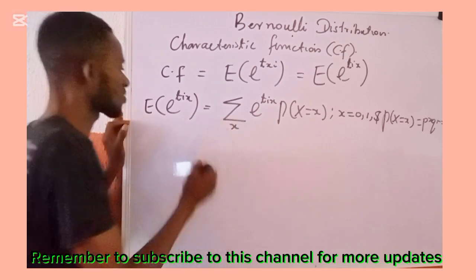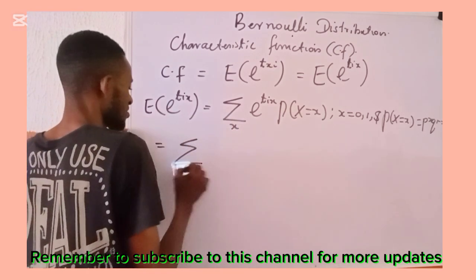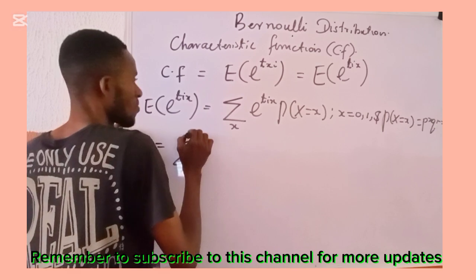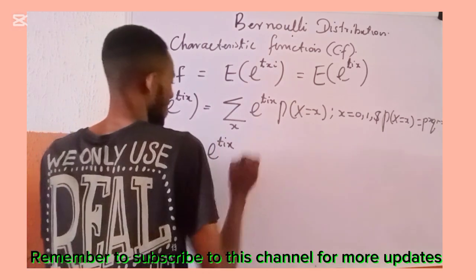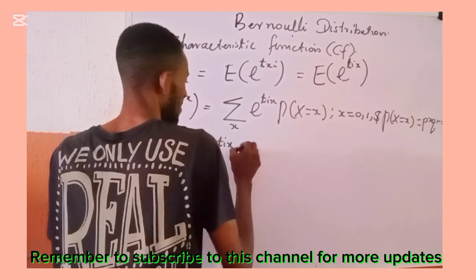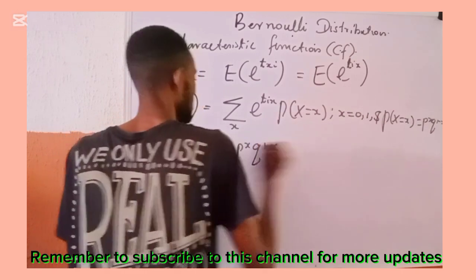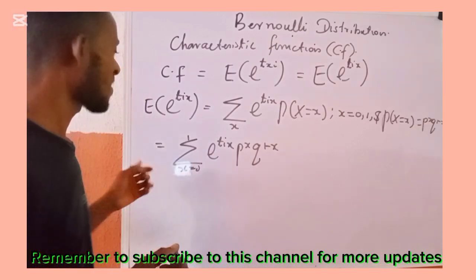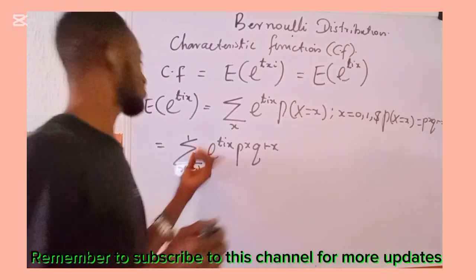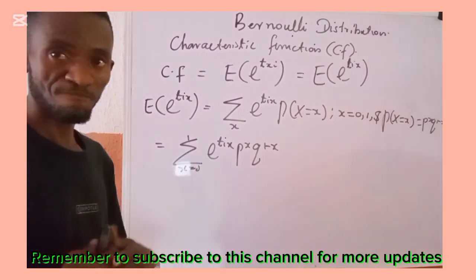So what I'm now going to do is put them here. So this equals the summation, x running from 0 to 1, of e to the power itx, then p raised to power x, q raised to power 1 minus x. We have something like this. Like I've always said, we have to evaluate this when x is equal to 0 and when x is equal to 1.